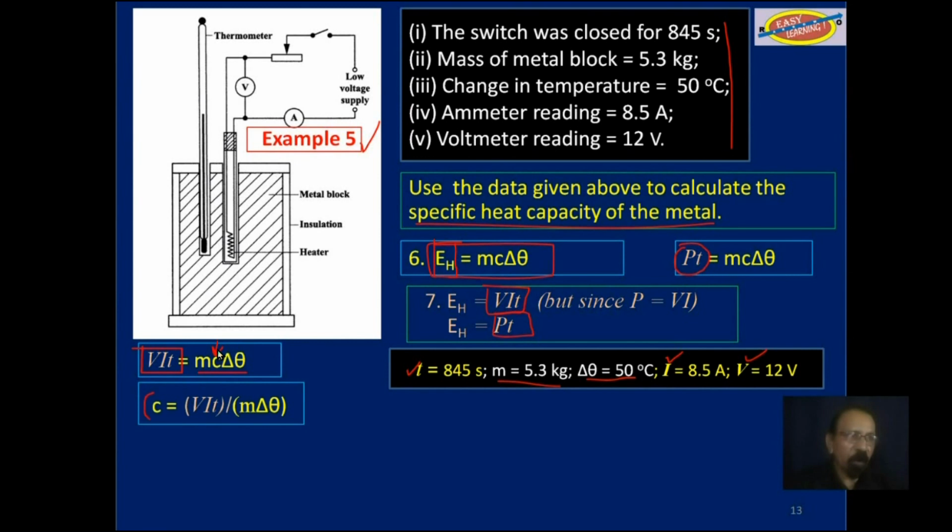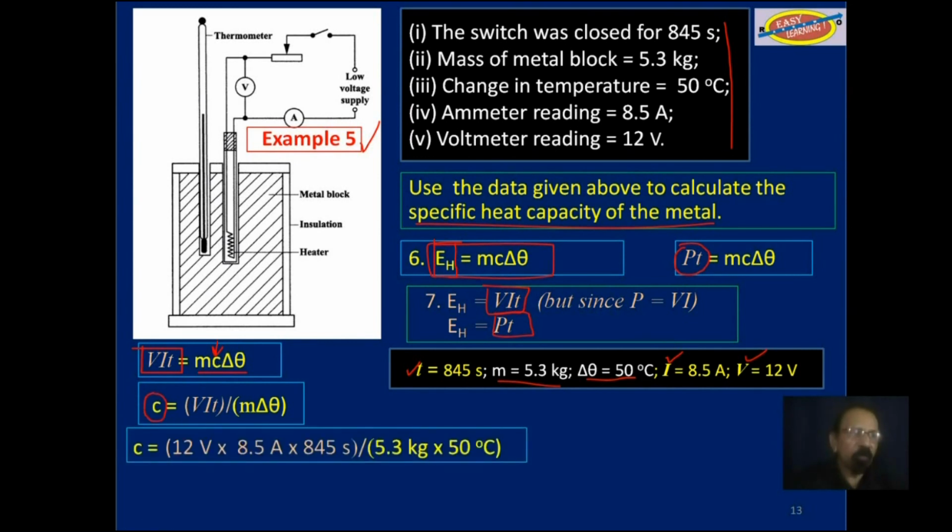We change the subject of the formula such that C becomes the subject of the formula. And then we substitute the values we are given, 12 volts, 8.5 amps, 845 seconds, that's this piece here, divided by the other piece on this side, mass, 5.3 kilograms, times 50 degrees Celsius. We put that in our calculator and we come up with this answer. By now you know that answer has too many significant figures.